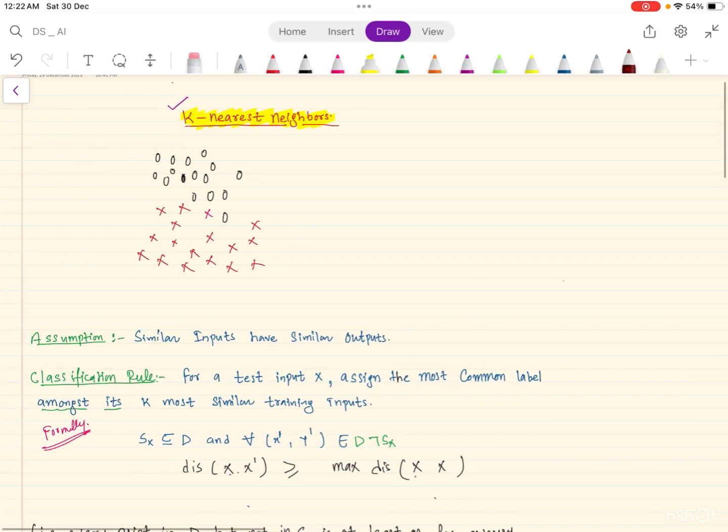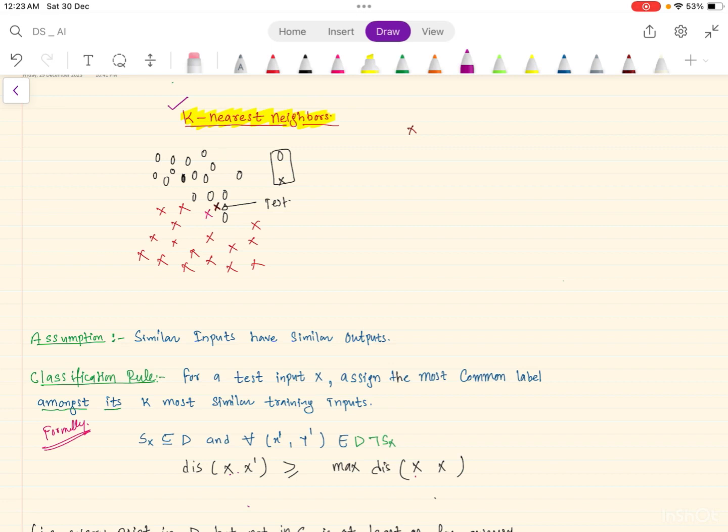So let's suppose you are given test data, that is x, and you want to classify this data, that is, which label it belongs to. We have two labels here, that is 0 and this cross, right? Now we have this new test data, and we want to decide which label it belongs to. So according to the k nearest neighbor classification rule, what does it assume? That similar input will have similar output. So what does it do?